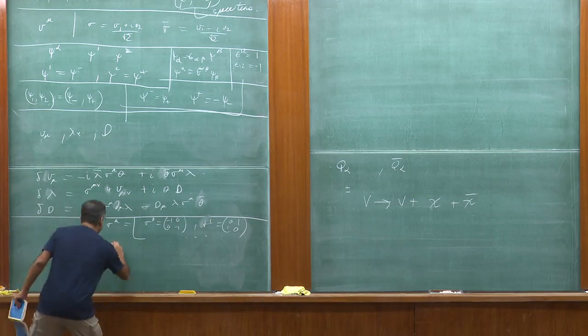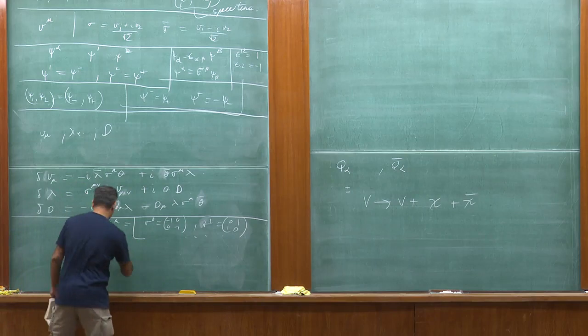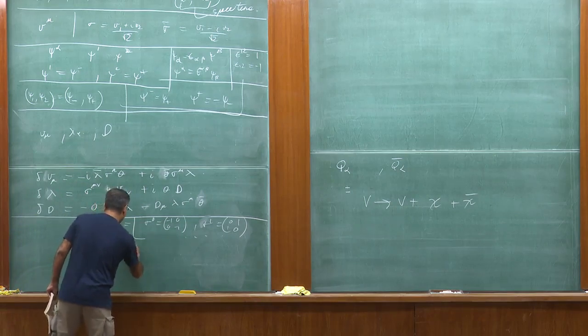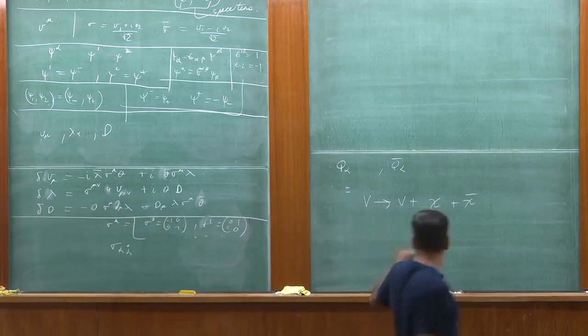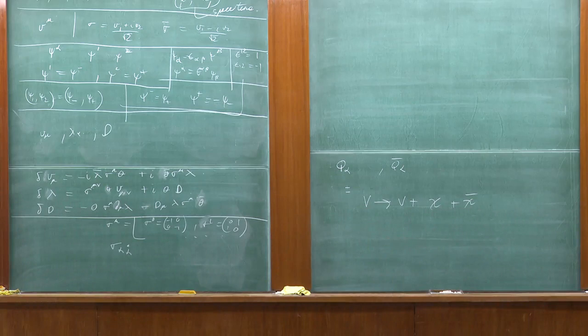First, what was the index convention for sigma matrices? Sigma mu matrices had an alpha and an alpha dot index. With this index convention, these sigma matrices were Lorentz invariant.